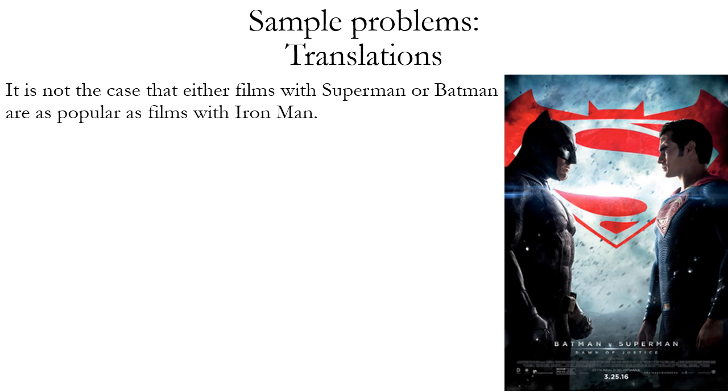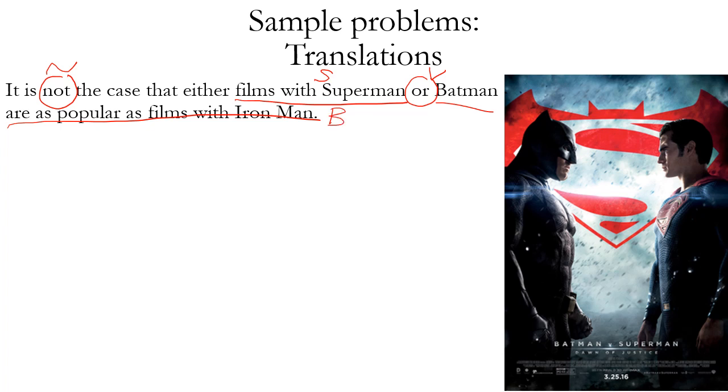It's not the case that either films with Superman or Batman are as popular as films with Iron Man. The first logical operator is not, or you could say the entire phrase, it's not the case that. Symbolize that by the tilde. Then we have an either-or, which you will symbolize by the wedge. I don't see any other logical operator words. So the first simple proposition is films with Superman are as popular as films with Iron Man. Symbolize that by S. The second simple statement is films with Batman are as popular as films with Iron Man. And that's it. There's no other simple statement.